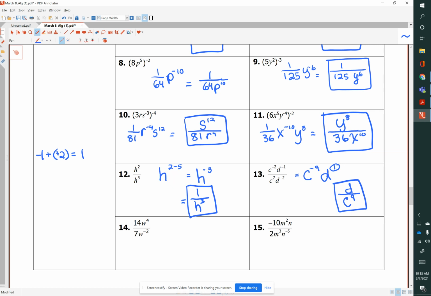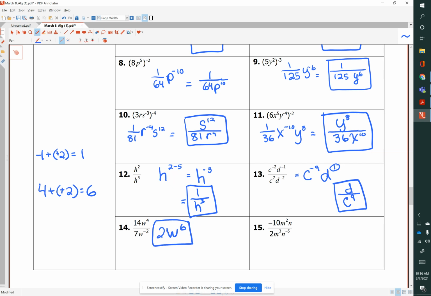And number 14, 14 divided by 7 is 2. W, 4 minus a negative 2, so 4 minus negative 2 equals 6. So that would be 2w to the 6th power.